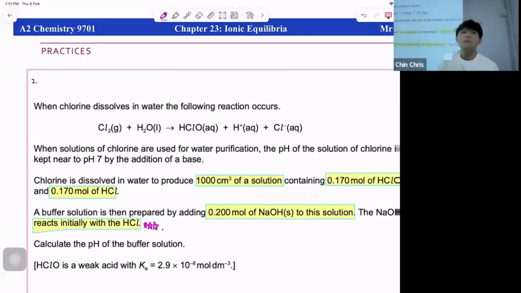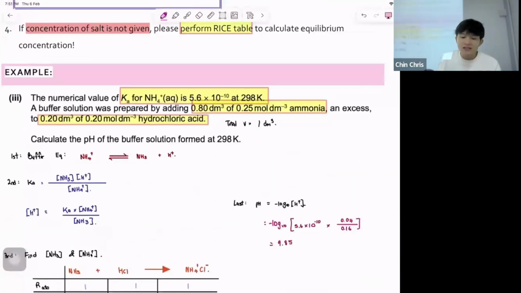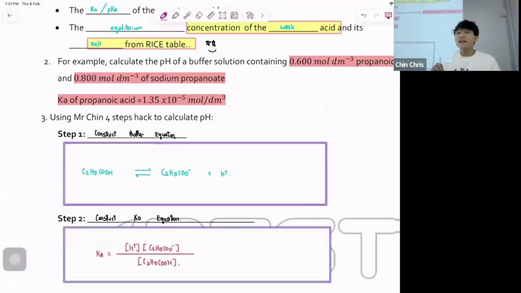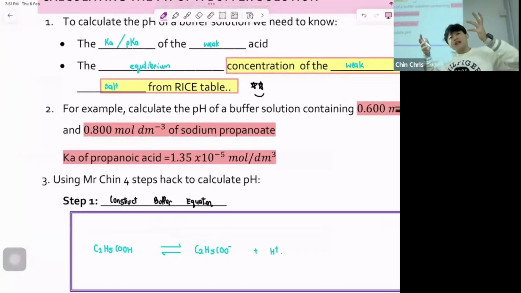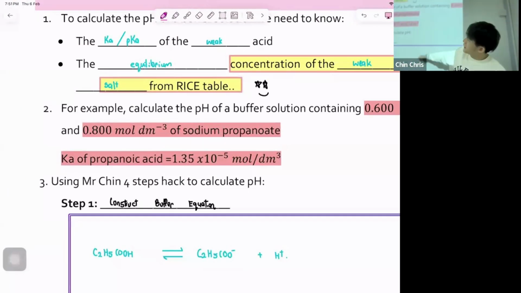Okay, guys, calculate the pH of the buffer solution. Don't even know where to start? If you don't know where to start, refer to my 4-step hack. Whenever you look at any question and you are stuck, do not know what to do, construct a buffer equation first.